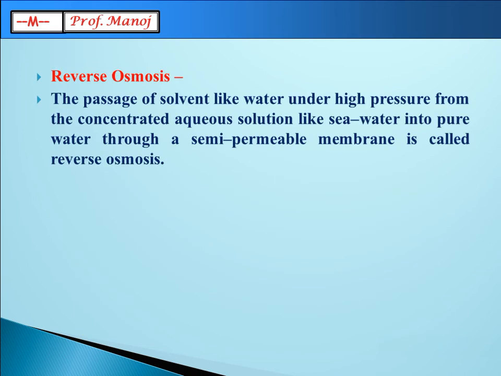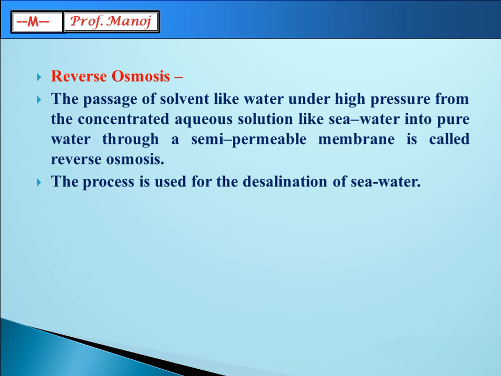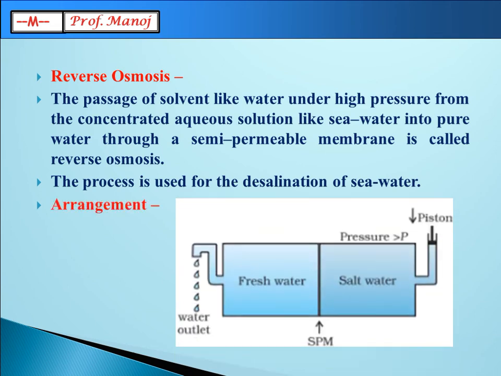The opposite process is reverse osmosis. You might have heard of this, usually known as RO machines available at domestic level. Here in this case, how do we carry out reverse osmosis? Let us understand it with an arrangement and then we'll go back to the definition.